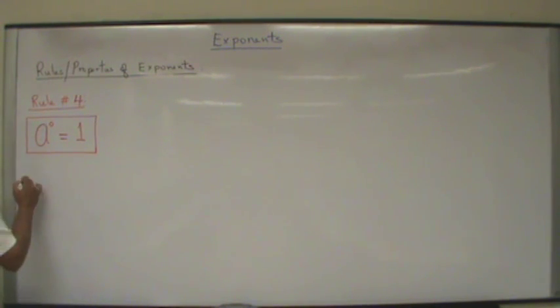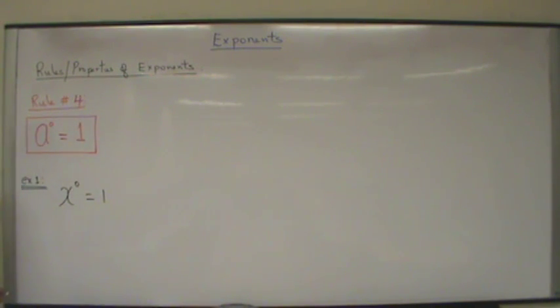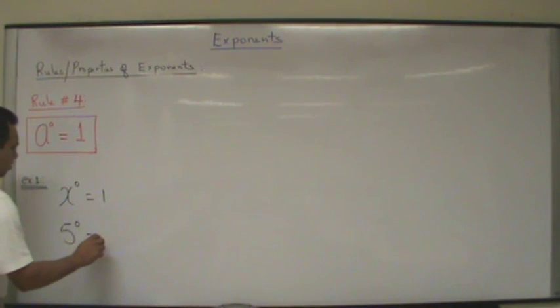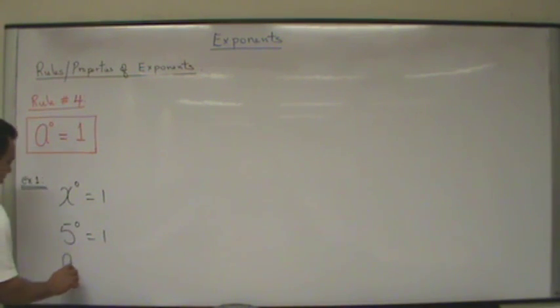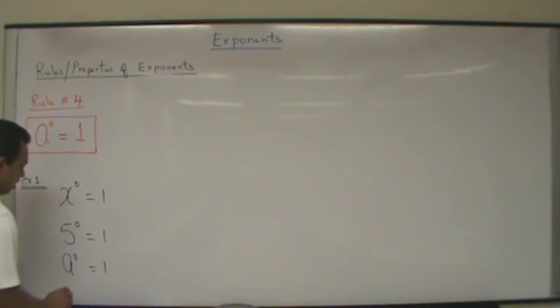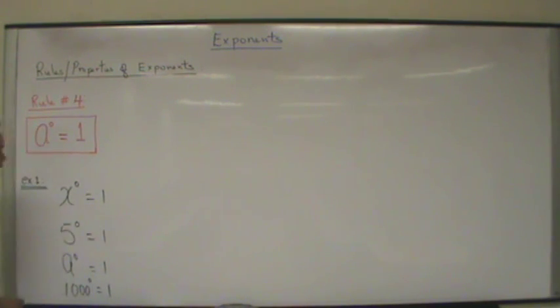Example. X to the 0 will be equal to 1, because the exponent is 0. 5 to the 0 will be equal to 1. Any letter of the alphabet to the 0 power is equal to 1. A to the 0 is equal to 1. 1,000 to the 0 is also equal to 1.